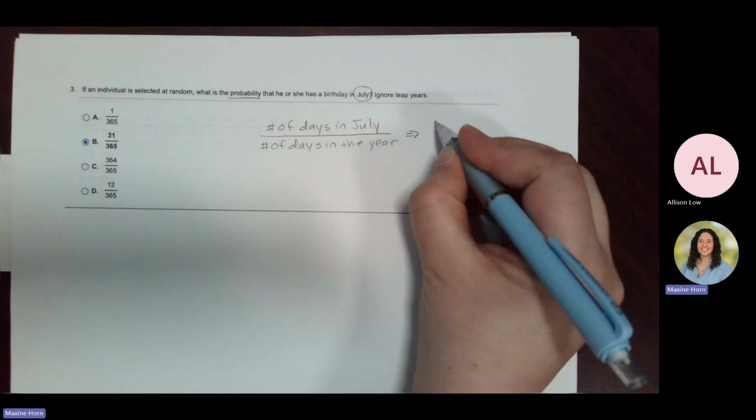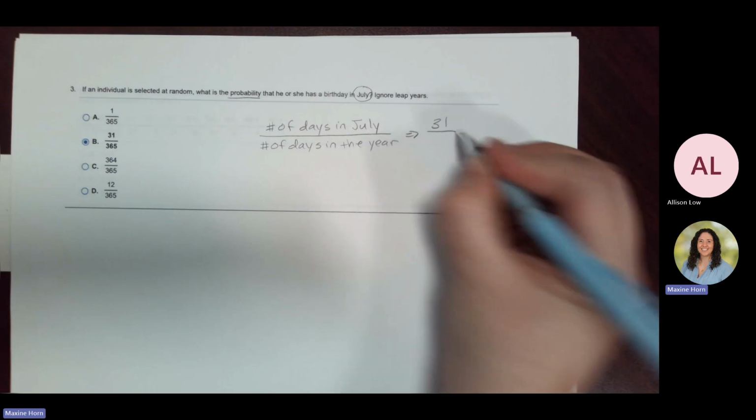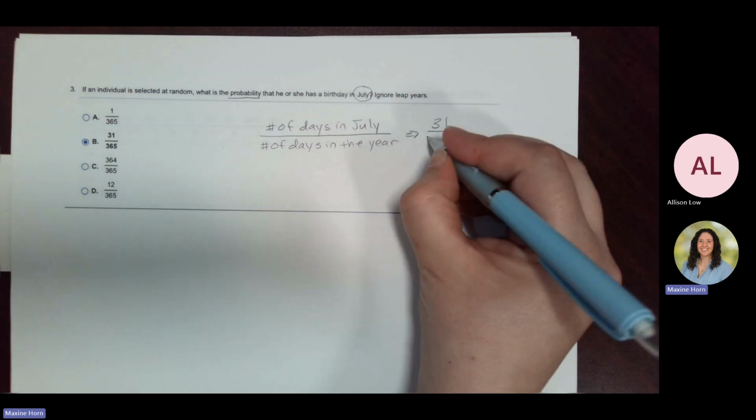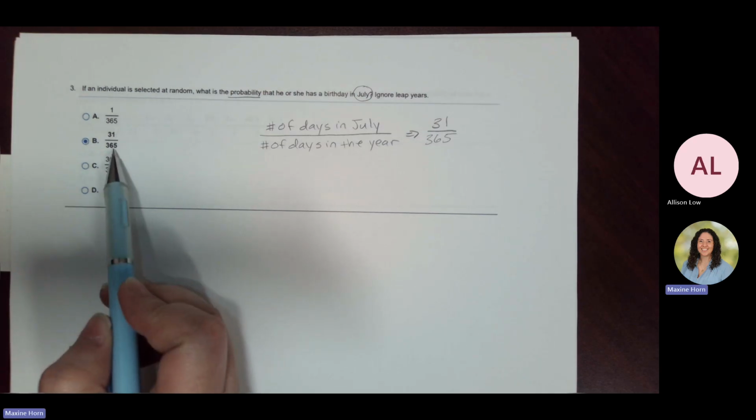But all that to say that they expect that you guys will know how many days are in July, and they're saying ignore leap years. So if it's not a leap year, there's 365 days in a year. So that's how they're getting 31 over 365.